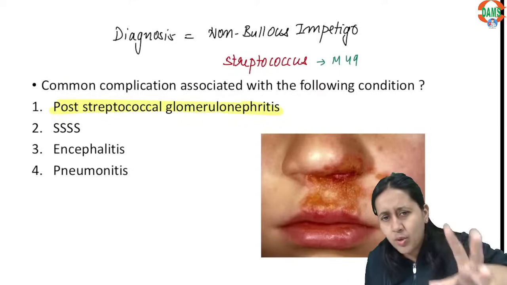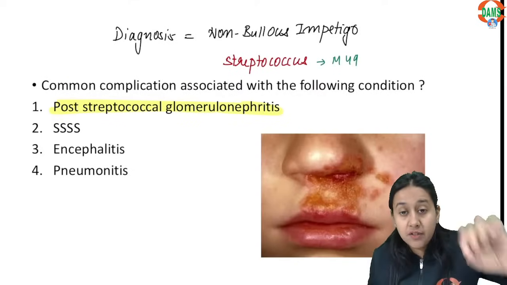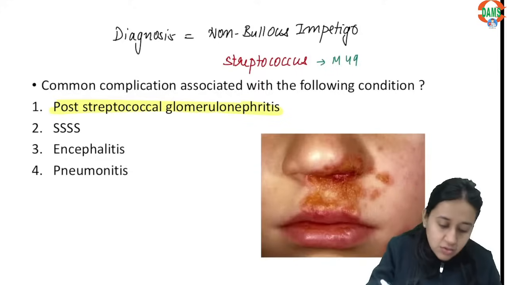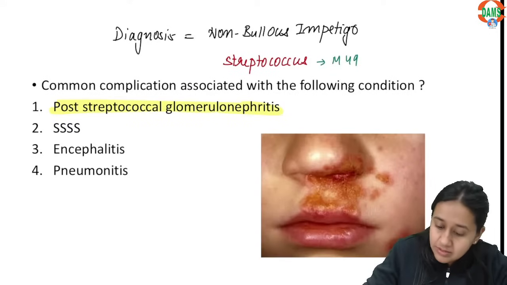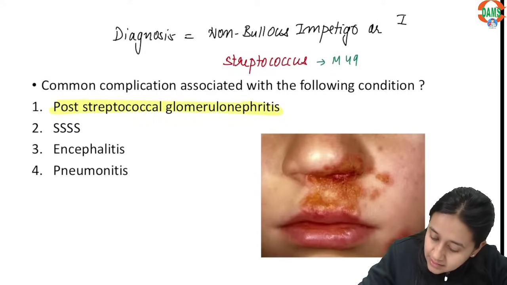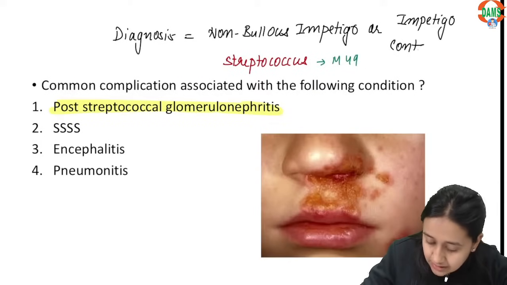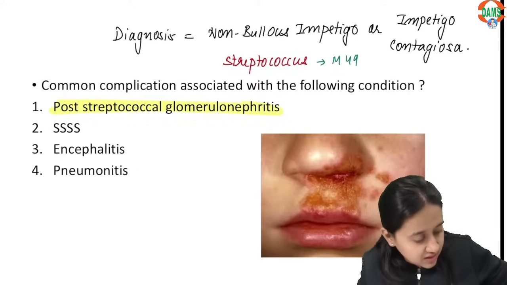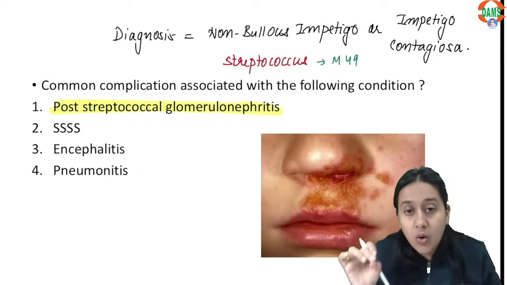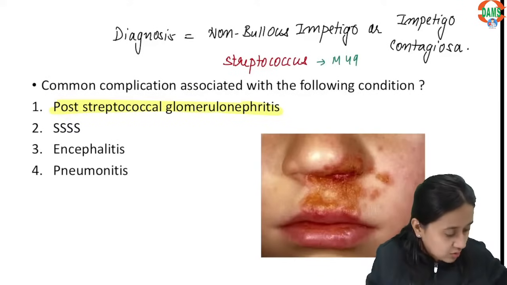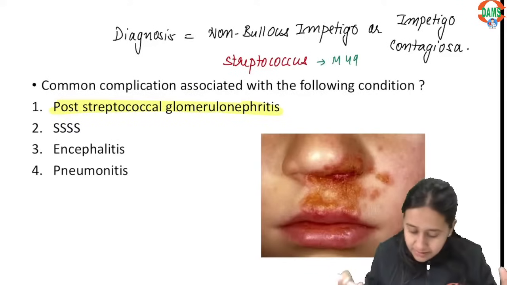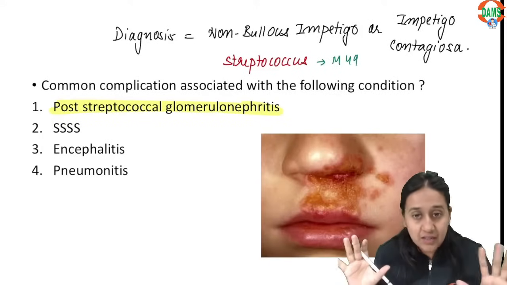One more thing, some points I want to add here. The first thing is non-bullous impetigo. We have one more name, and what is the name given to non-bullous impetigo? It is also known as Impetigo contagiosa. So sometimes they use this name. So remember Impetigo contagiosa. This is the alternate name for the non-bullous impetigo. Okay, so I think everybody understood this point.